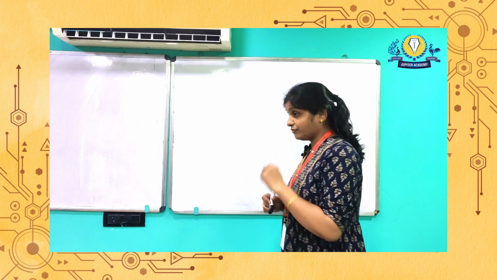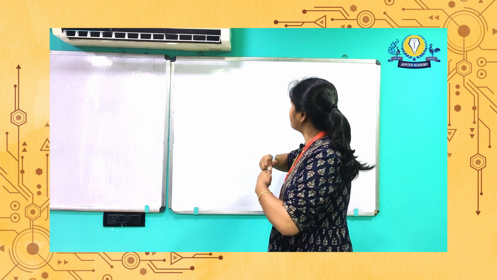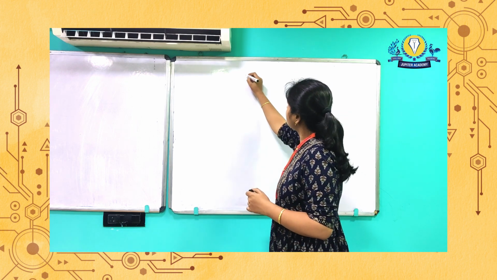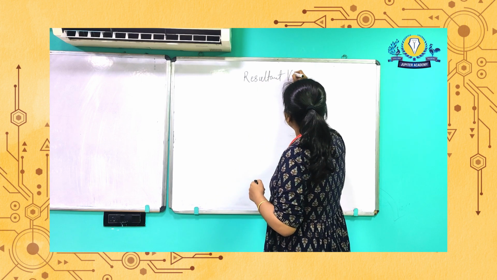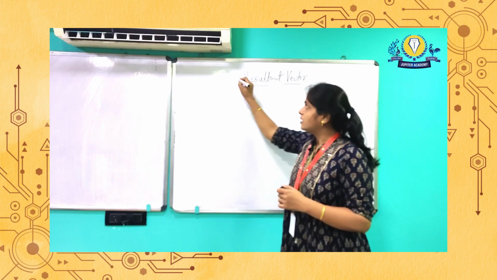Understood? So let's discuss what a resultant vector is. We will see the resultant vector when two vectors are parallel, anti-parallel, and when they are acting at a certain angle. Okay, so let's start our class today. Resultant vector. Okay, fine. So for finding a resultant vector for two vectors which are acting at some angle, we will use the triangle law of vector addition that I will tell you in today's class.